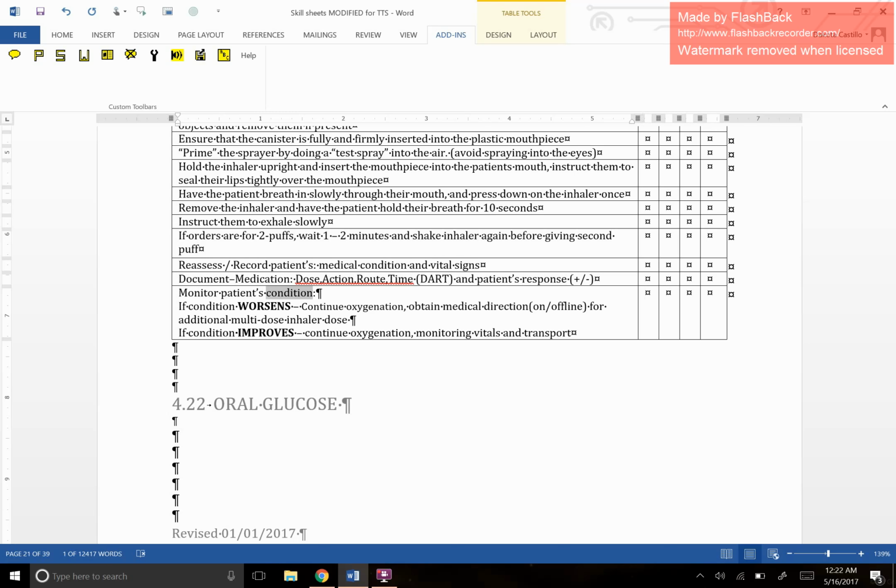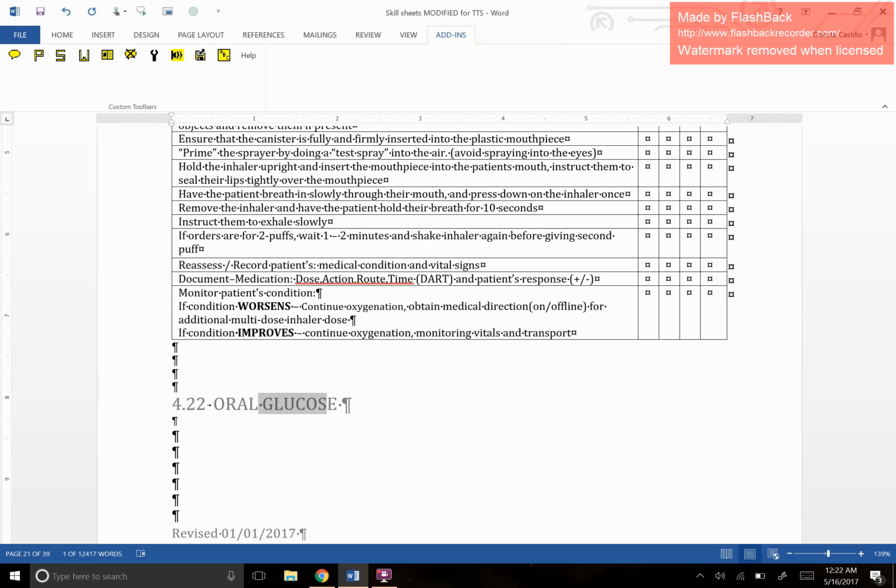Monitor the patient's condition. If condition worsens, continue oxygenation and obtain medical direction, on or offline, for an additional multi-dose inhaler dose. If condition improves, continue oxygenation, monitoring vitals, and transport.